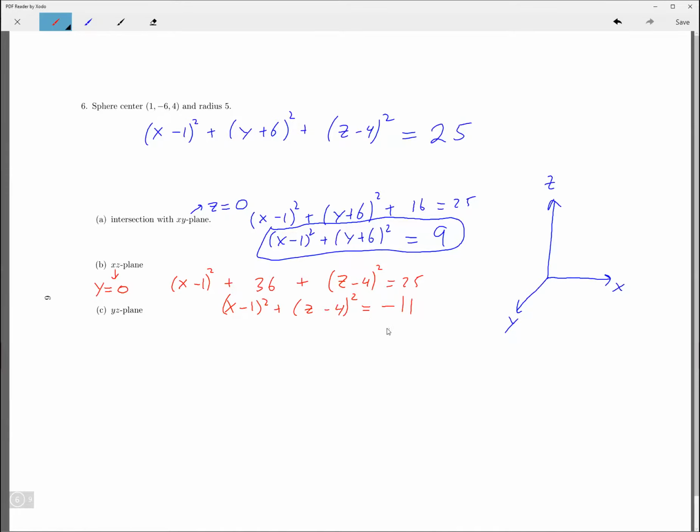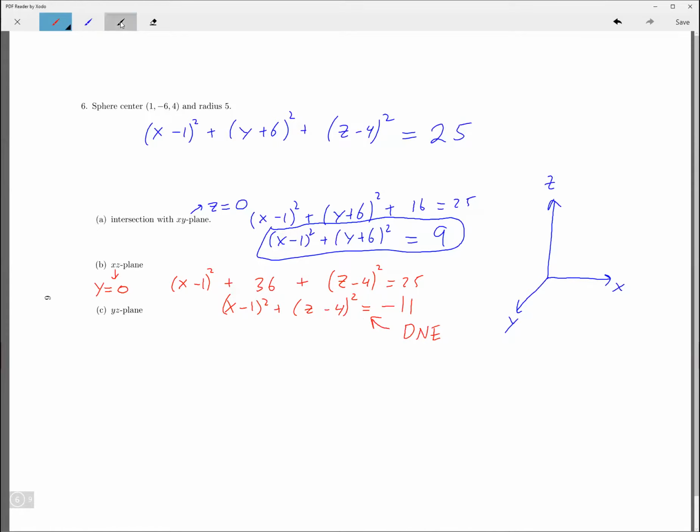How about we don't put that equation in? Why would we not put that equation in? Can you think of any values of x and z that would satisfy that equation? That are real numbers? It's not going to happen, right? Because this is going to be at least zero no matter what x you put in. This is going to be at least zero no matter what x you put in. You can't add those two together and get negative. So this is the DNE that they warned you about.